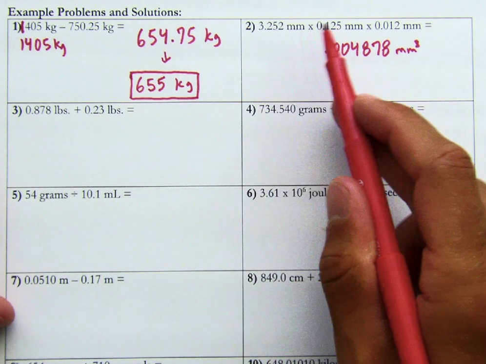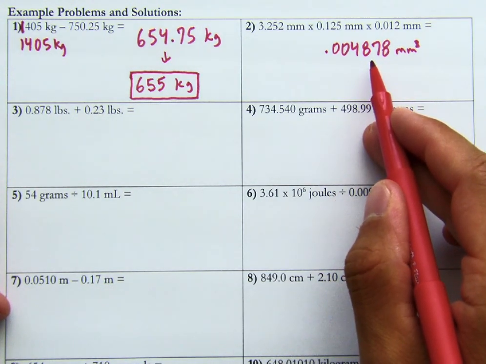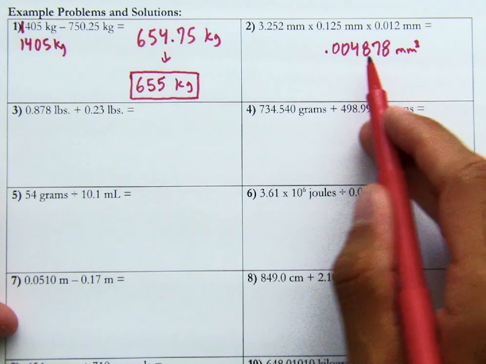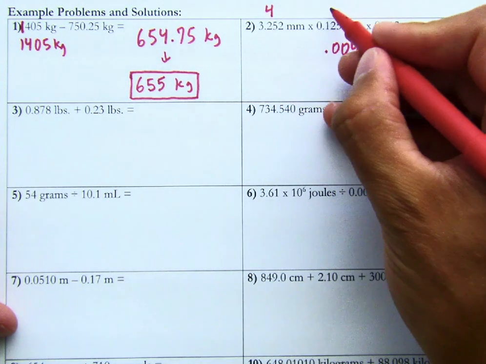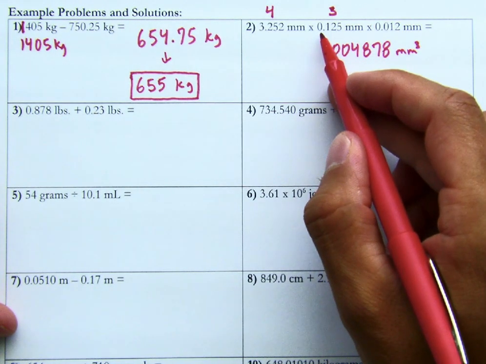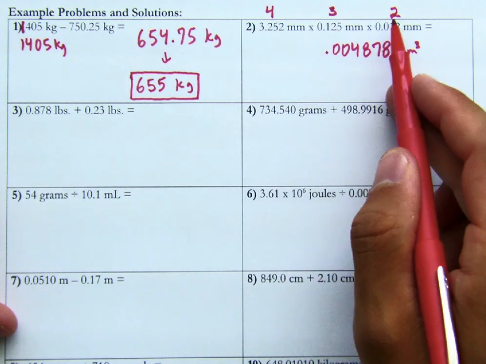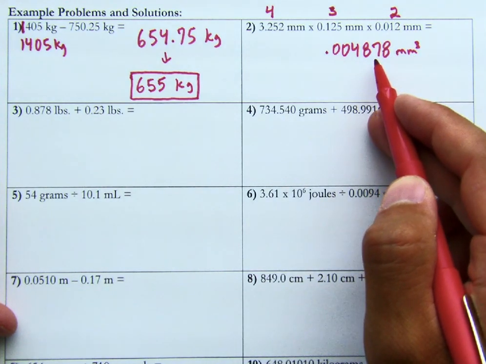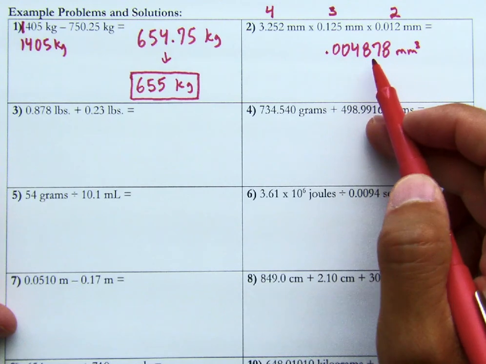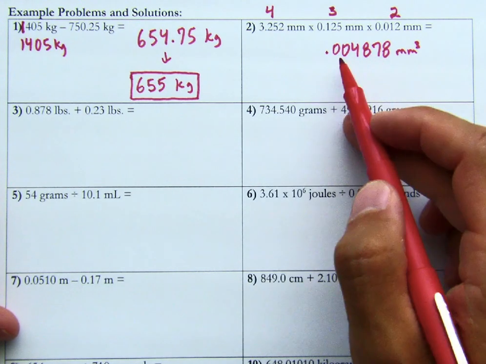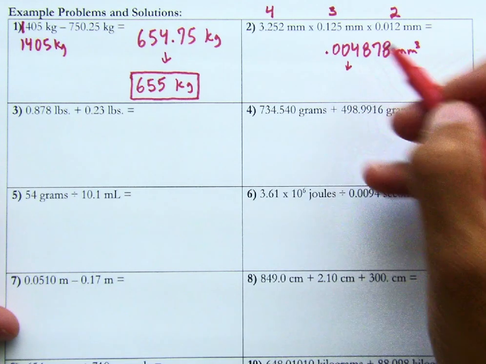This problem over here is multiplying. When you do multiplication or division, your answer cannot have more significant figures than the measurement with the least amount of significant figures. So this number has 1, 2, 3, 4 significant figures. This number has 3 significant figures, remember, because leading zeros are not significant. And this number has 2 significant figures. So this has 4, this has 3, this has 2. Our answer cannot have more significant figures than the measurement with the least amount of significant figures. So this measurement only has 2 sig figs. That means our answer can only have 2 significant figures. Now, as written, these leading zeros are not significant, and then we have 1, 2, 3, 4. So this has 4 sig figs. So we have to round this to 2 significant figures.